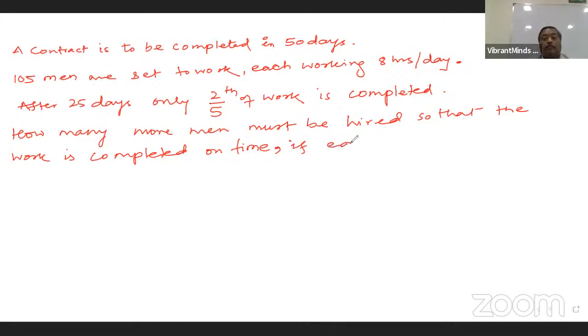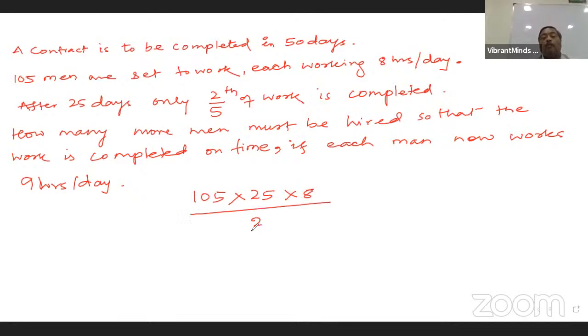if each man now works 9 hours per day? Now see, M1 is how much? 105 men. D1 is how much? 25 days. H1 is how much? 8 hours. And the work is how much? Only 2/5. M2, let's say 105 plus X.